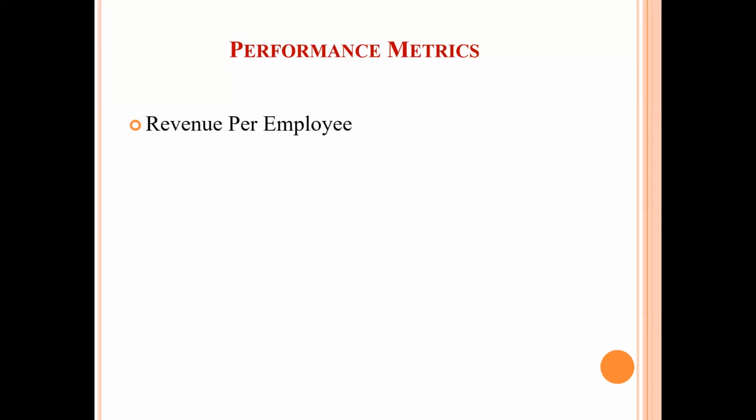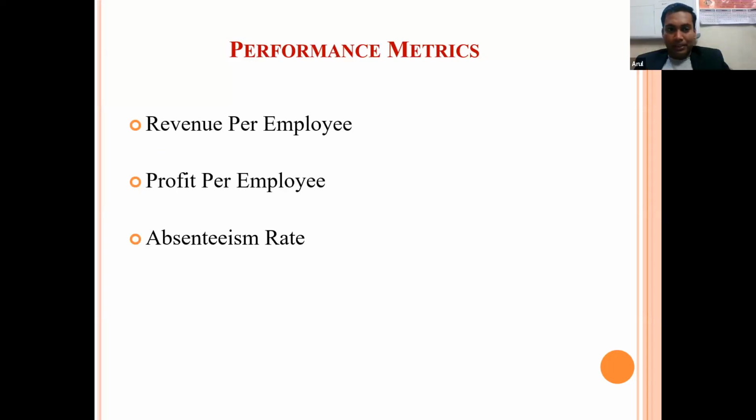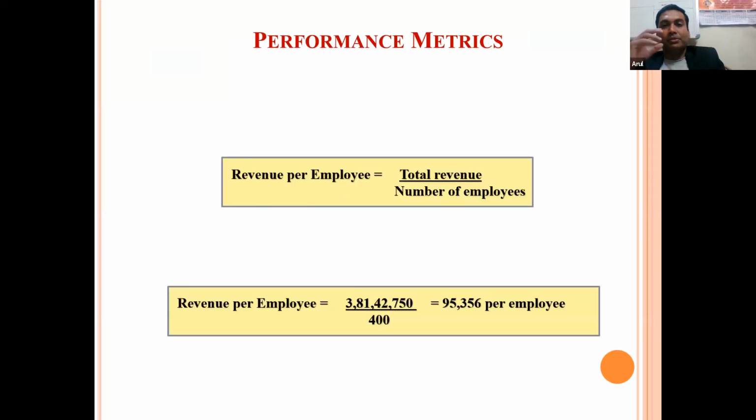So the next one is performance metrics. Here we are going to use another metric, performance metrics: revenue per employee. What is the total revenue per employee? Total revenue for the particular year divided by total number of employees. This is what performance metrics are. So whether the company is performing or not, whether our company's revenue is increasing or not. Of course, finance is very important. So which means that 3 crore 81 lakhs.